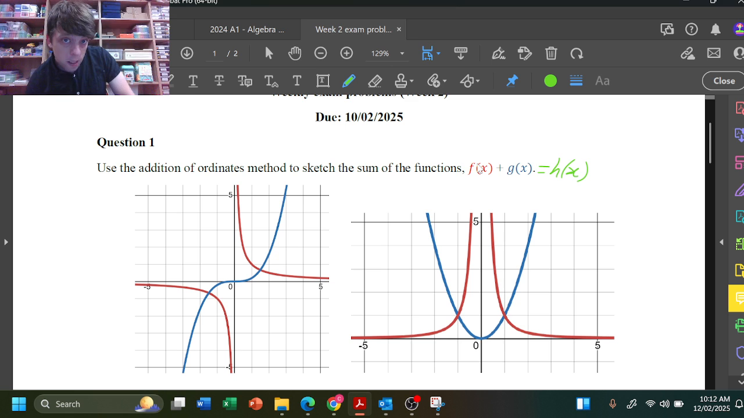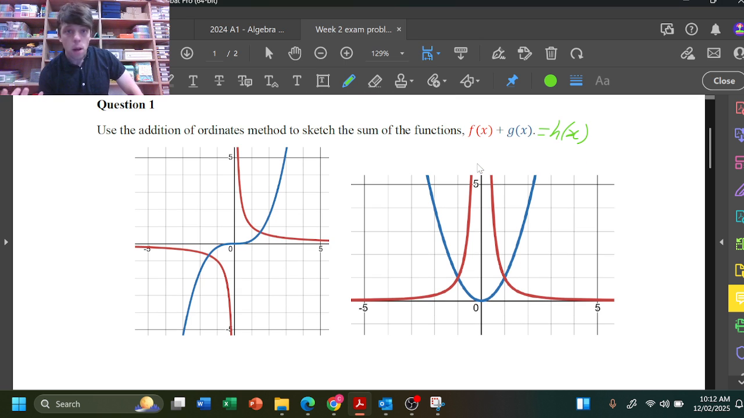What we're actually doing here is taking the output, the y value of each of these functions, and adding them to each other, and we want to think about what the result will look like. First thing you need to realize is that when we have an addition of ordinates like this, the output will only be defined if both of the functions are defined for that input.